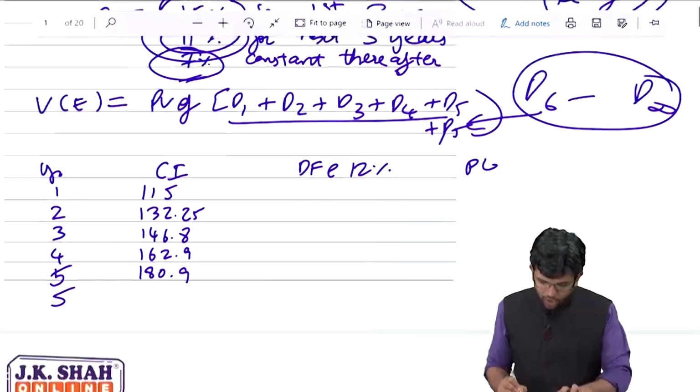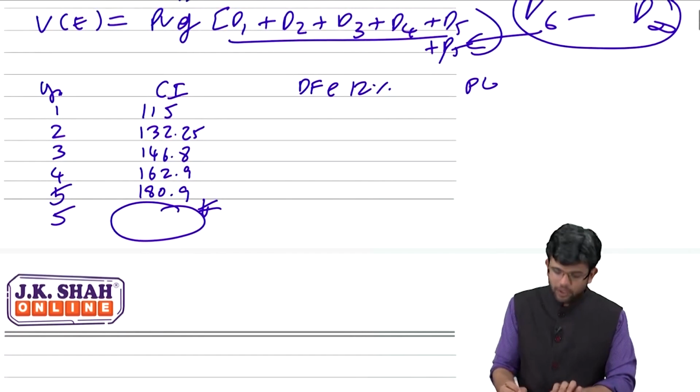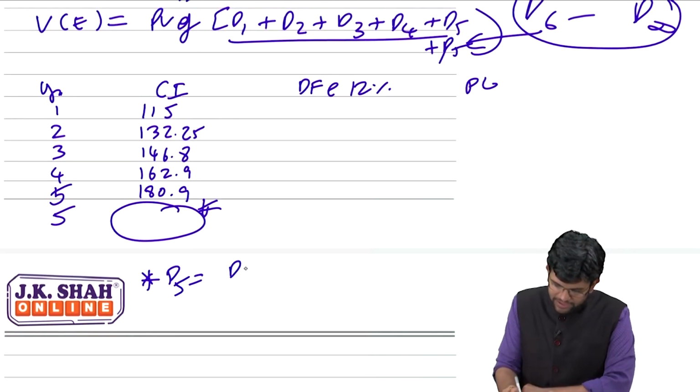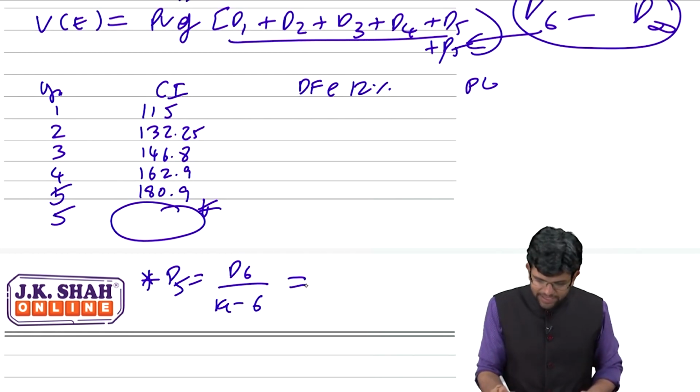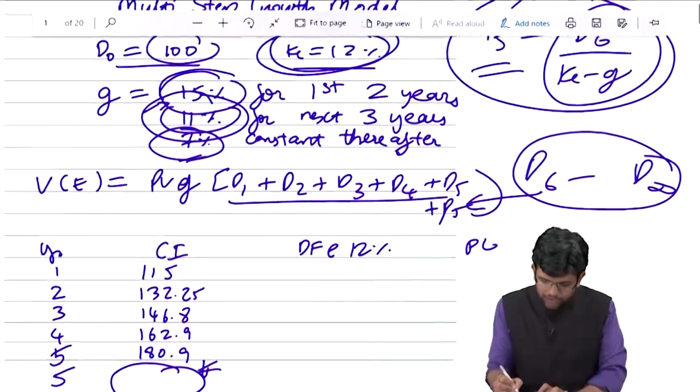And now that we have got our D5, let us find P5. I hope you remember how to do it. In the last video I have shown you, right? What is the formula for P5? D6 upon KE minus G. Students, what will be D6? It will be 180.9, that is D5, plus how much growth rate?